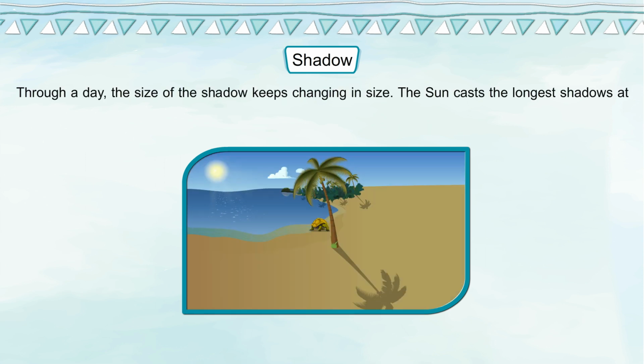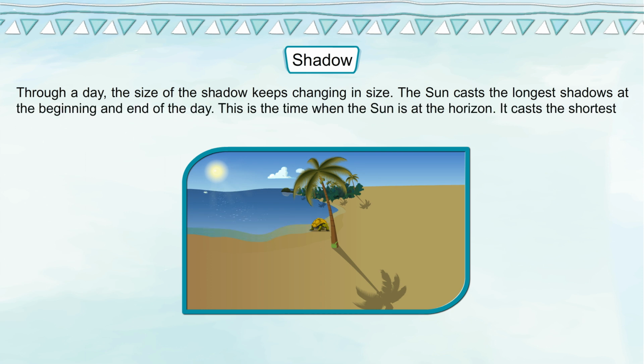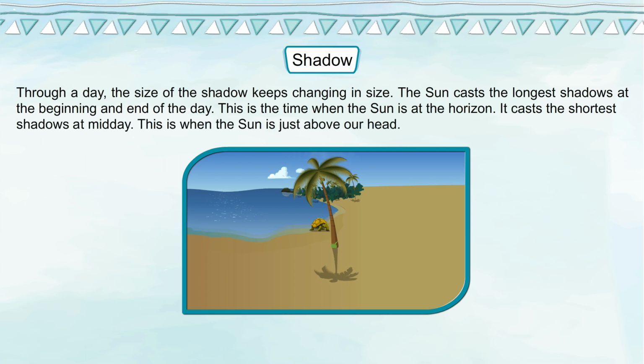Through a day, the shadow keeps changing in size. The sun casts the longest shadow at the beginning and end of the day. This is the time when the sun is at the horizon. It casts the shortest shadows at midday. This is when the sun is just above our head.